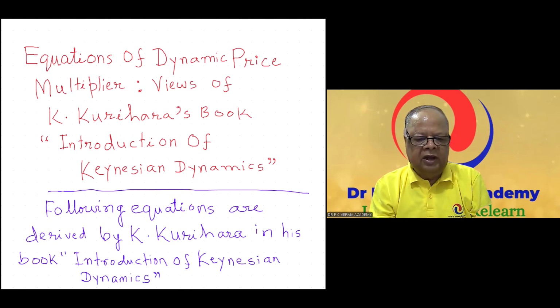Following equations are derived by K. Kurihara in his book, Introduction of Keynesian Dynamics.